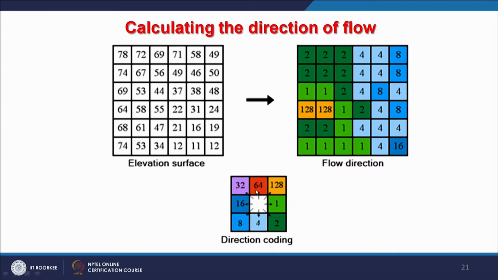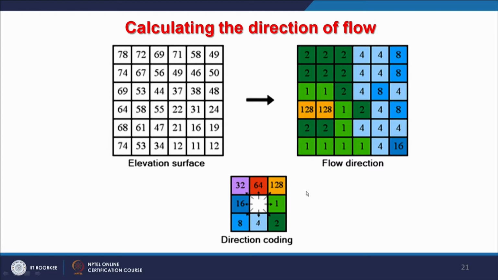Likewise, when it is going in the north direction, then code 64 is assigned, and if it is going in the northeast direction, then 128. So it is in a particular digital elevation model. It may not be necessary that all codes will be used. Same thing here in this example, there are a few codes, like the 64 code and 32 code, that have not been used, whereas the codes 1, 2, 4 and 128, 16 have been used.